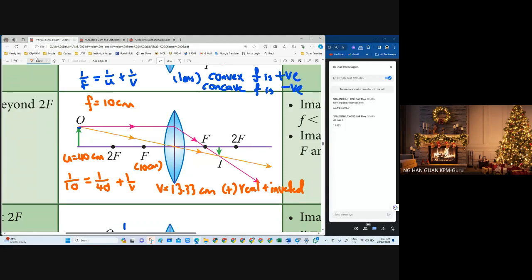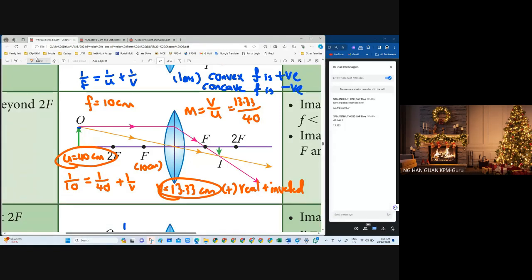Next one is about the size. Our object distance is 40. Image distance is 13.33. According to the linear magnification, V over U, it is 13.33 over 40. So it's less than 1. When the magnification is less than 1, it means the image is diminished.